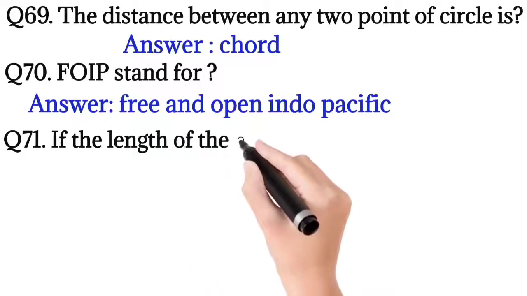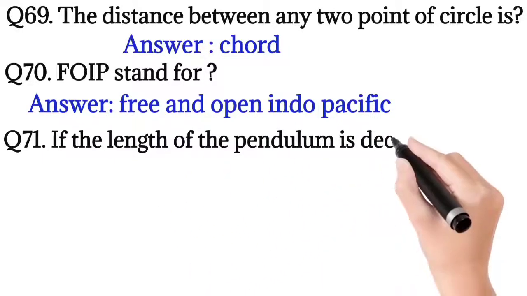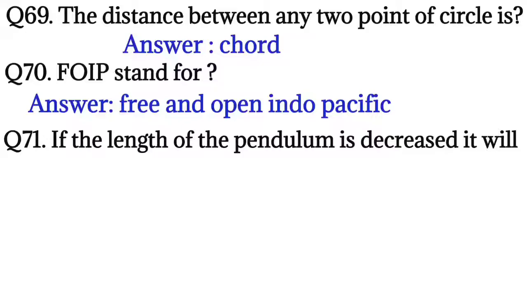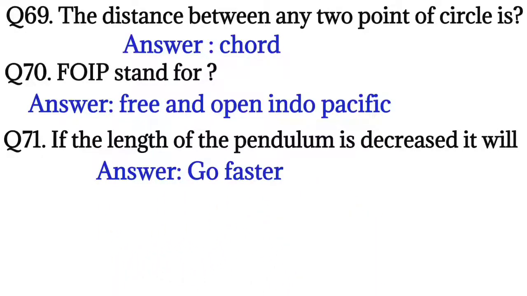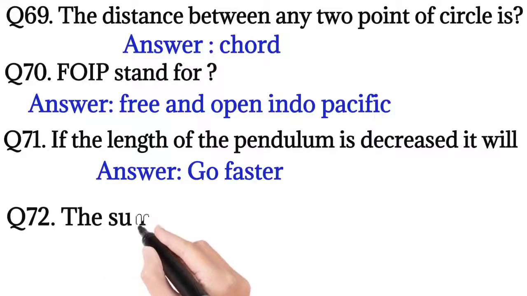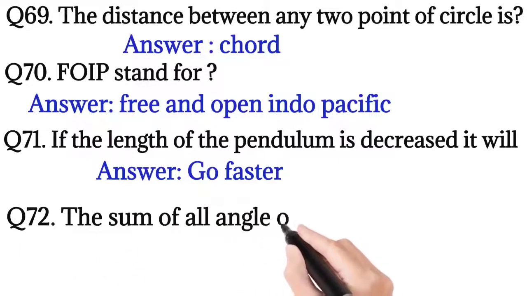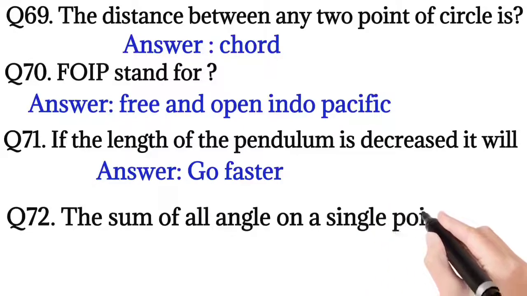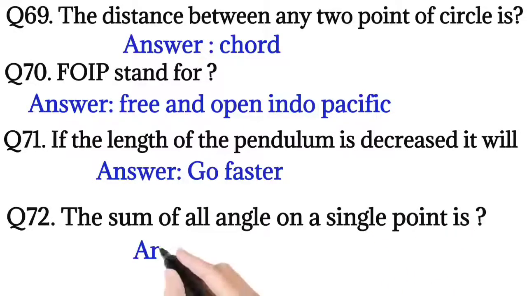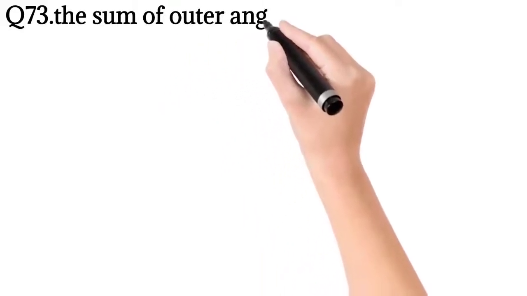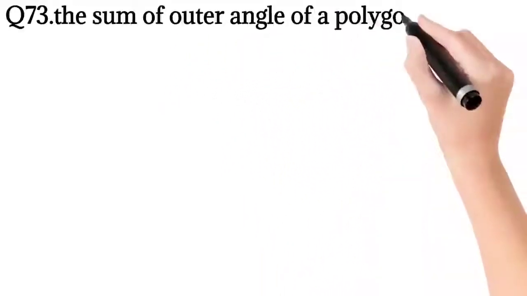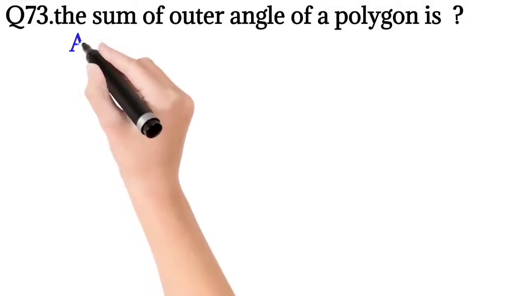Question number 71. If the length of a pendulum is decreased, it will be? So the answer is go faster. Question number 72. The sum of all angles on a single point is called 360 degrees. Question number 73. The sum of the outer angles of a polygon is called?